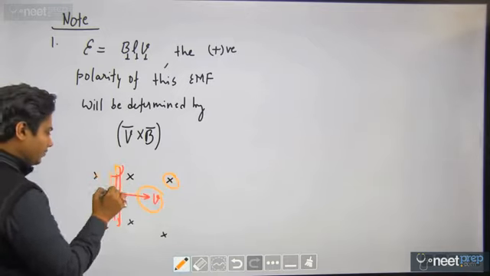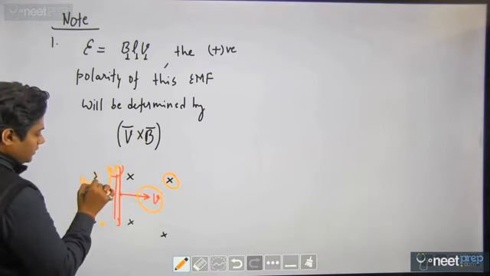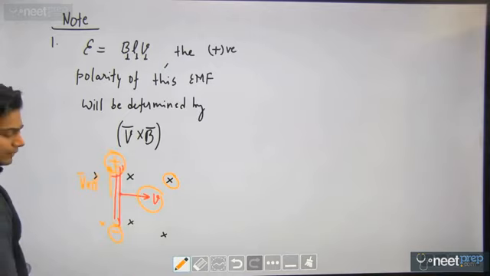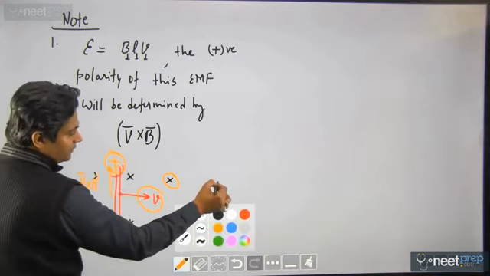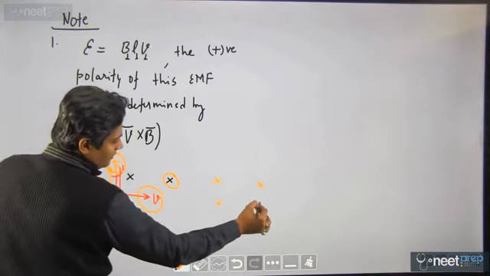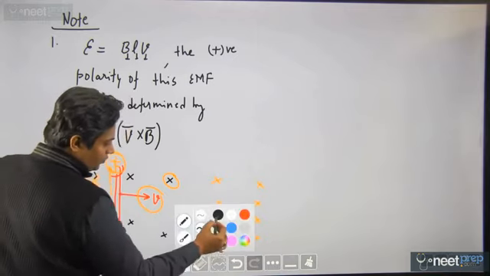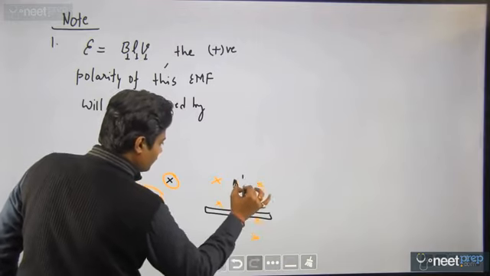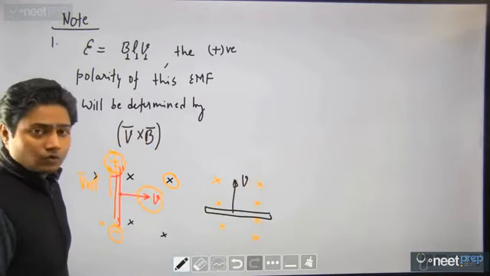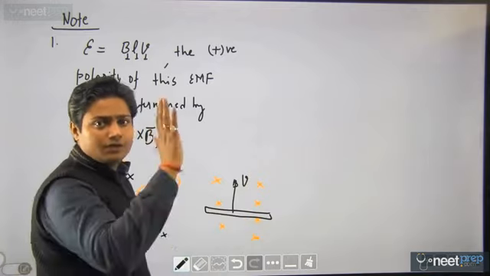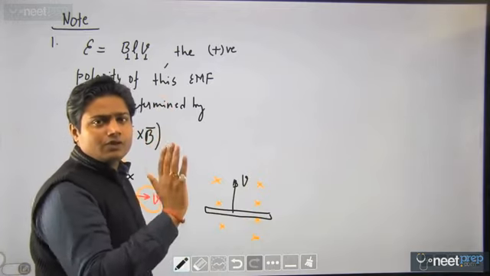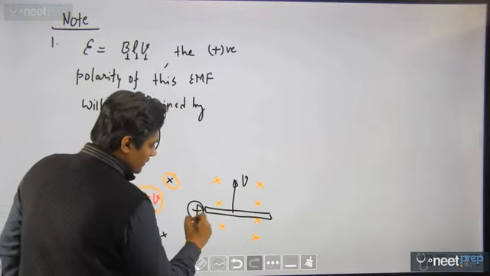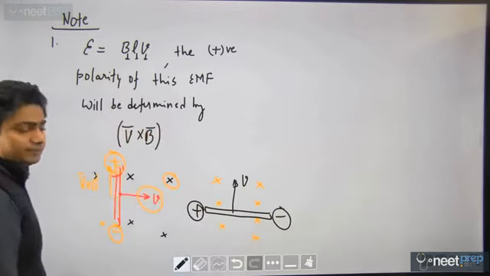You can see the direction V cross B comes out upward. So it means this is positive polarity and this is negative polarity. Suppose in the same magnetic field, if you move this rod upwards, then again to determine the positive polarity, put your fingers along V, curl them towards B, V cross B direction. So V cross B, this is the direction of positive polarity and this is negative.